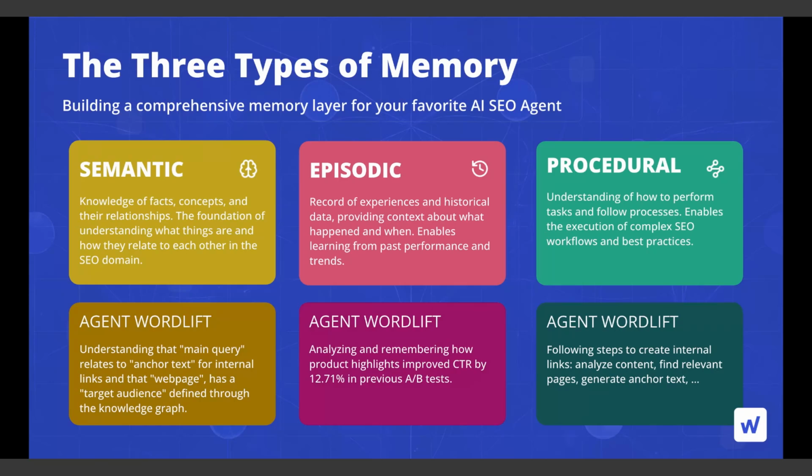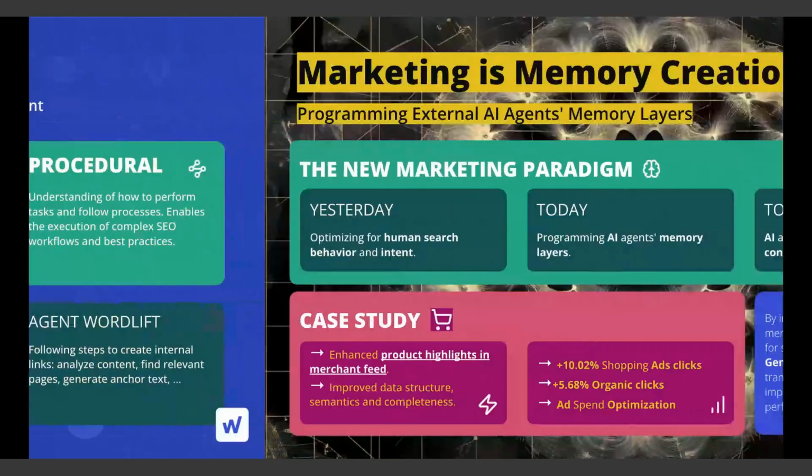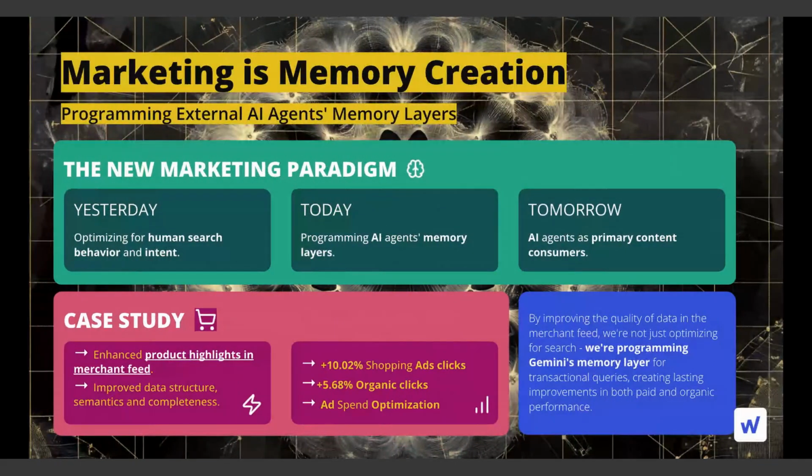So we have to create memory in order to build influence. So if before we were optimizing for human intent and search behavior, today we are programming memory layers. And we do that by structuring content semantically. Today we're looking at AI agents becoming the primary gatekeepers.